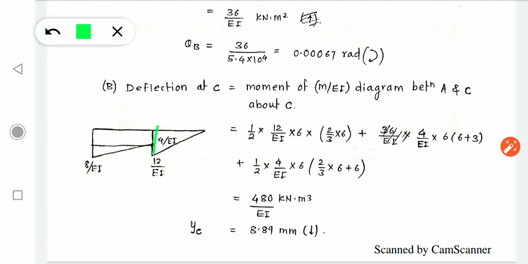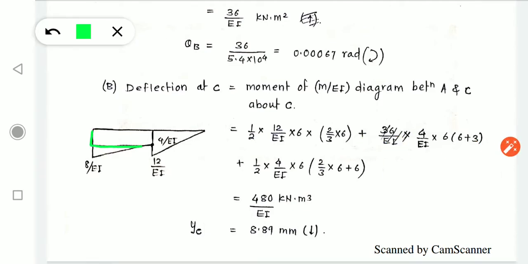In this triangle, what will be the bending moment? The bending moment will be the area into the perpendicular distance up to C. So the triangle area is 1/2 B into H, where H is 6 meter, into the perpendicular distance. What will be the perpendicular distance? 2/3 of the length. It means 2/3 of 6.